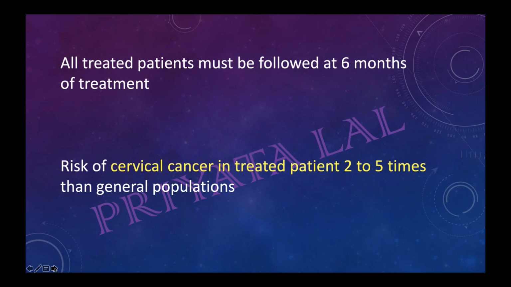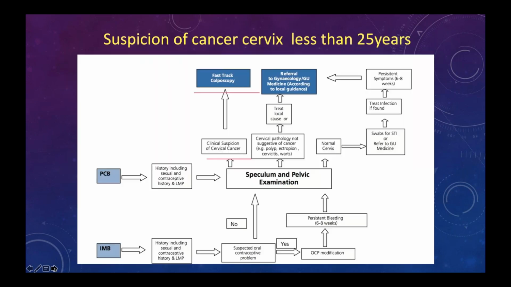Just for this, I have put this in the slide. Now this thing is also important to remember: if any young girl less than 25 years of age comes with any post-coital bleeding, you have to do PSPV. If you find any cervical polyp, ectropion, or cervicitis, anything, you will refer this patient to gynae. But if you have cervical cancer suspicion, you will send this patient to fast track colposcopy.